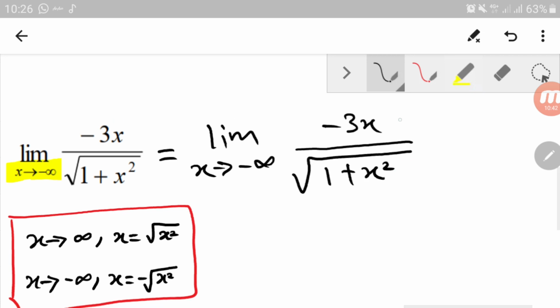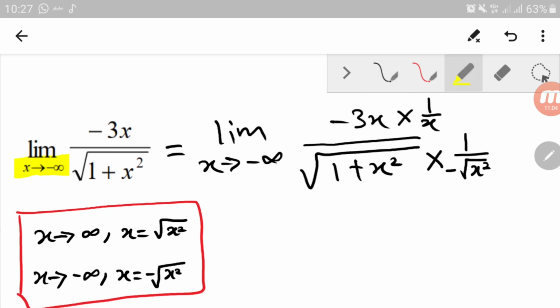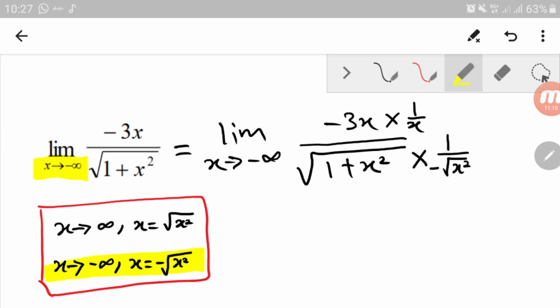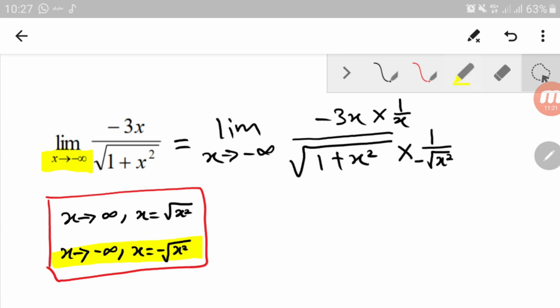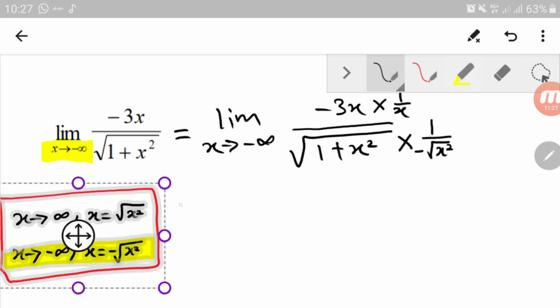Now, for the numerator, since there's no square root sign, we are going to multiply by 1 over x. But for the denominator, we are going to multiply by 1 over negative square root of x squared. Why? Because in the question, x approaches minus infinity, and from the little notes we made, when x approaches minus infinity, x equals minus the square root of x squared. The box intrudes on my working, so I put it a little bit over there. Let's continue.